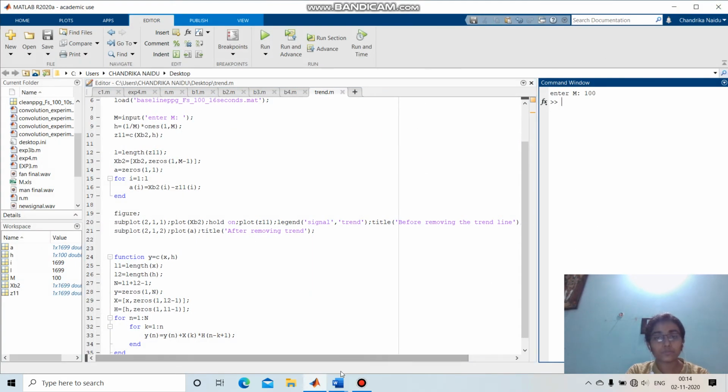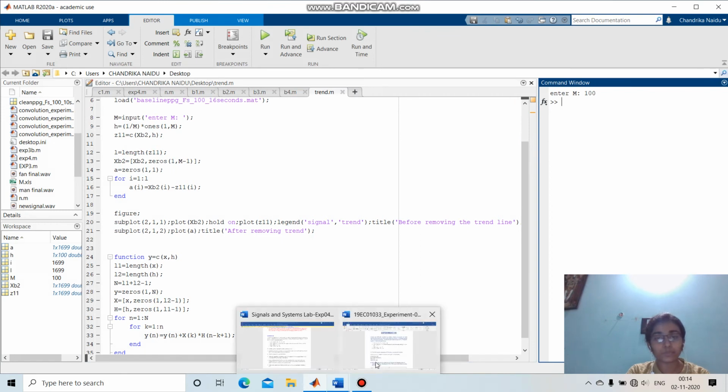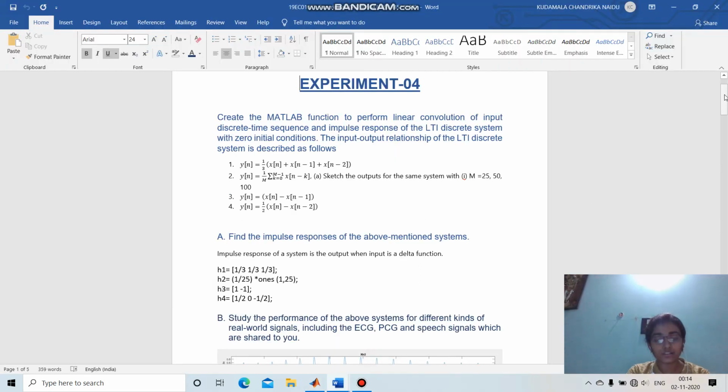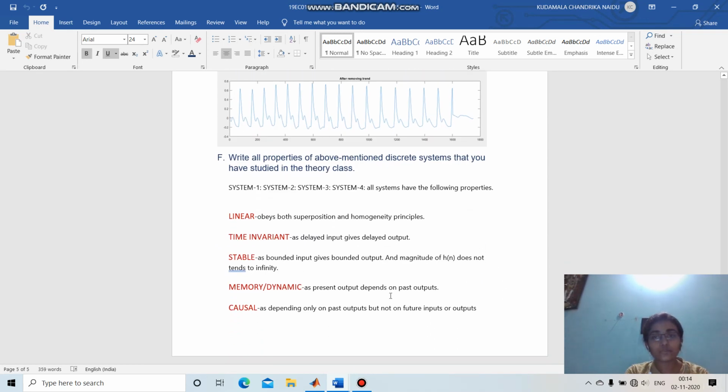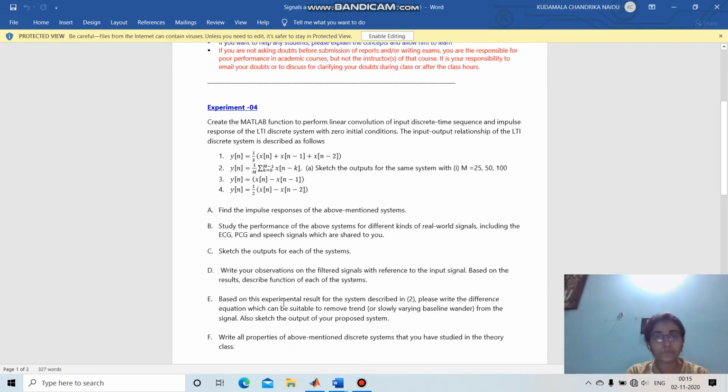And now we have to learn the different properties of a signal. All the 4 systems we have taken here, looking at them, we can say all of them are depending on the past output. So all these are nothing but memory systems, and they are causal, as they are not depending on the future, but they are depending on the past output. So all of them are causal and memory. That means they are dynamic.